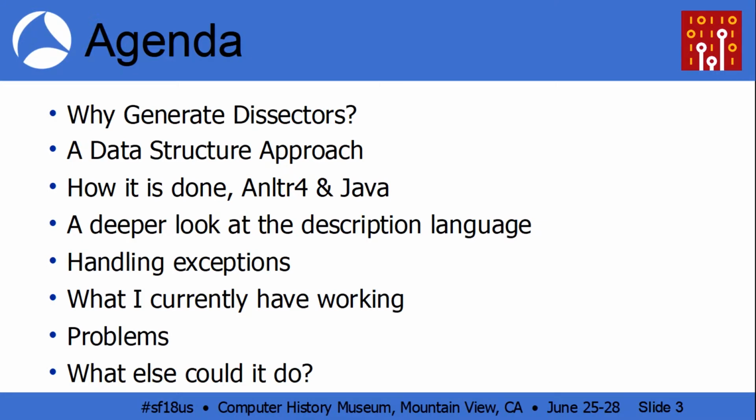Then I'll talk about what I currently have working, how far along I am with this. And it's, just as a preview, it's generating code, but I can't build the code at the moment, and it's only generating probably about 85% of a dissector at this stage. Then the problems that I have with what I'm doing at the moment, i.e. issues, etc. And then where else this could go in the future, what it could be used for in the future.